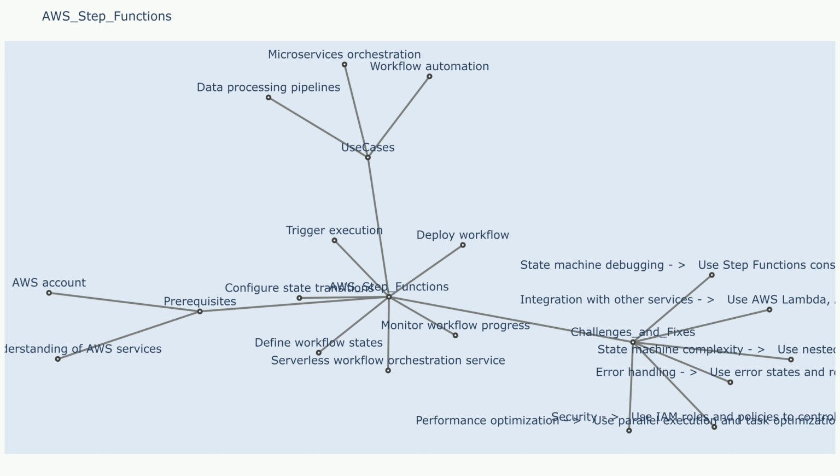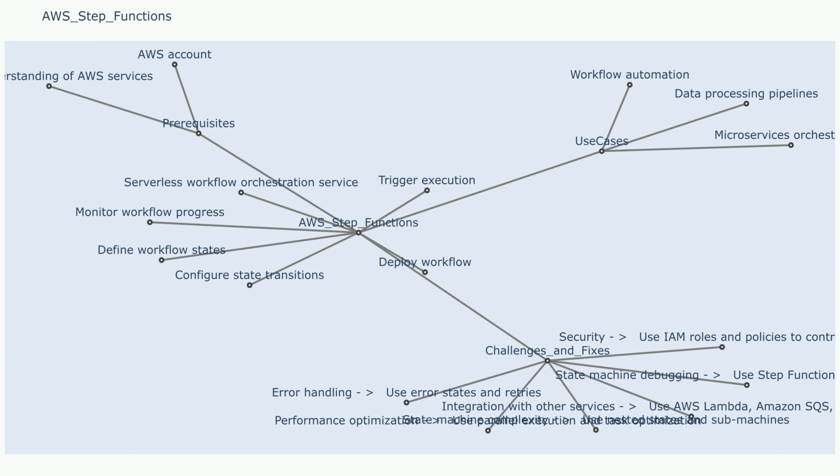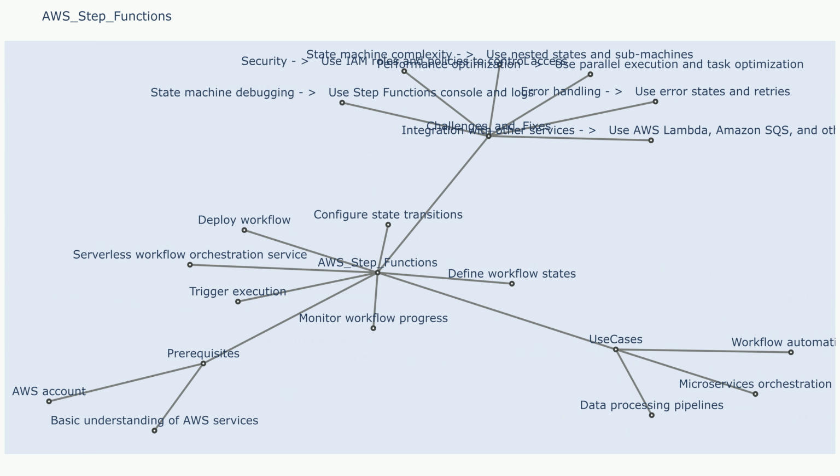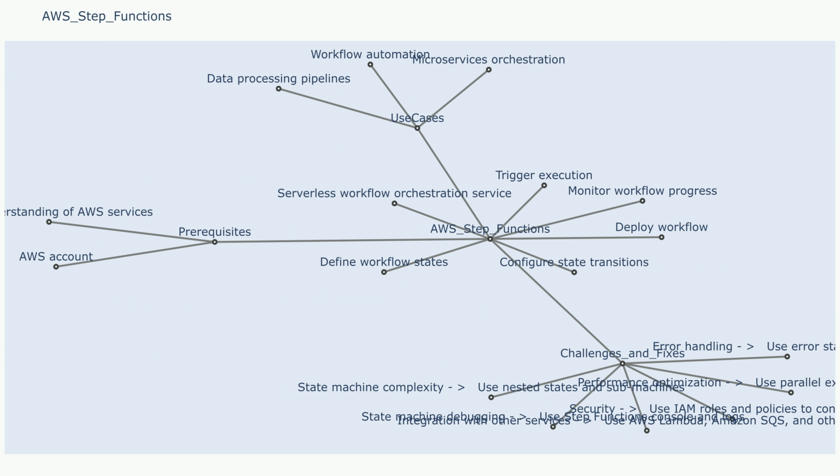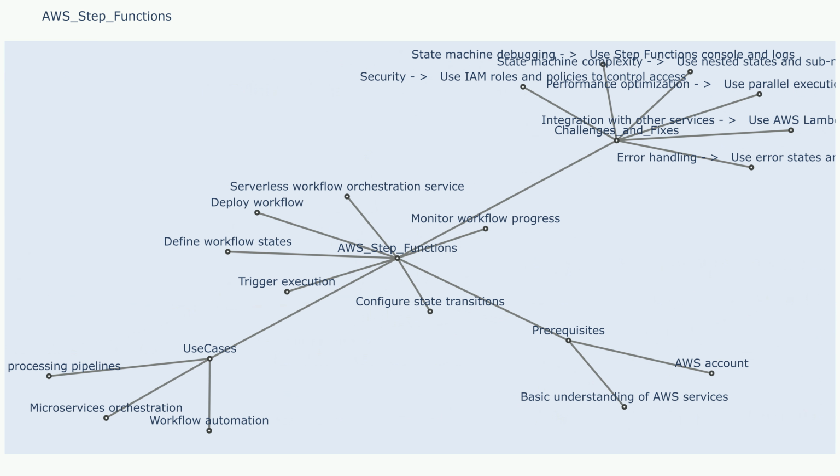AWS Step Functions. Description: a serverless workflow orchestration service that allows you to coordinate and automate complex processes across multiple AWS services. Prerequisites: an AWS account with necessary permissions to create and manage Step Functions resources, and a basic understanding of AWS services such as Lambda, SQS, and SNS.